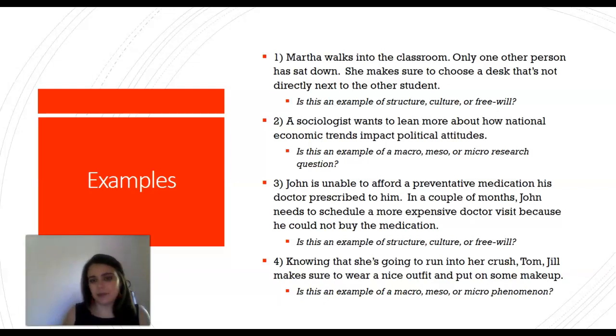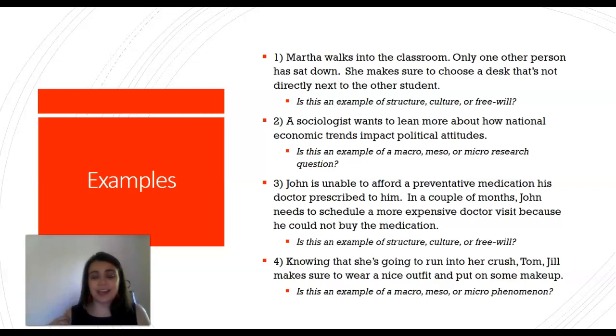Third one, John is unable to afford a preventative medication his doctor prescribed to him. In a couple of months, John needs to schedule a more expensive doctor visit because he could not buy the medication. Right? So is this structure, culture, or free will? And this is certainly structure. All right, so we know that John needs a medication, but he can't buy it because of some sort of constraint, right? He can't afford it. So John is experiencing some sort of structural constraint. This is 100% structure.